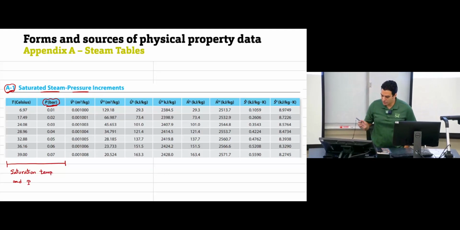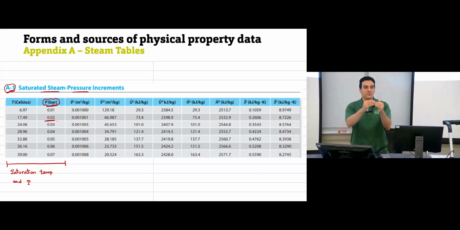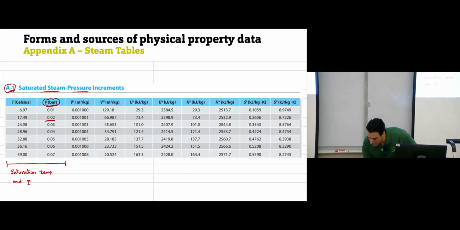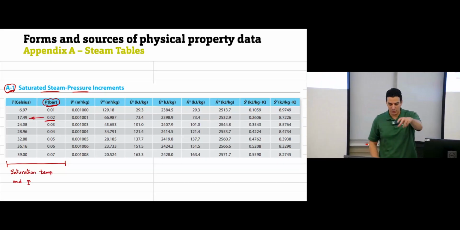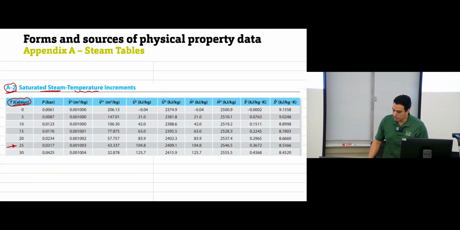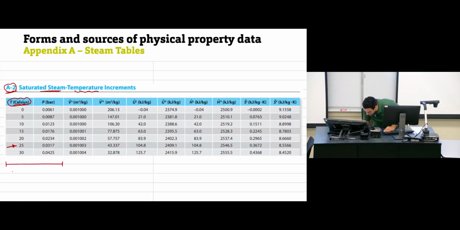So if you have a pressure, let's assume 0.02 bar, what is the temperature at which phase change will happen? This will be the saturation temperature, the boiling point. This is the temperature at 0.02 bar at which phase change will happen. Here, in table A2, again this is the same thing. This is saturation temperature and pressure.